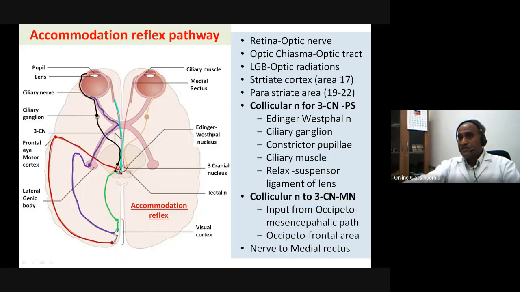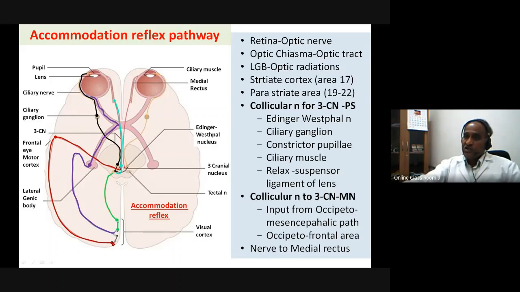Then the collicular nucleus, meaning the tectal nucleus, gives input to the third cranial nerve motor neuron pool. From here, it is sent to the medial rectus. Here, what is happening? There are two paths to the motor neuron pool: one is the direct pathway, and another is an indirect pathway.